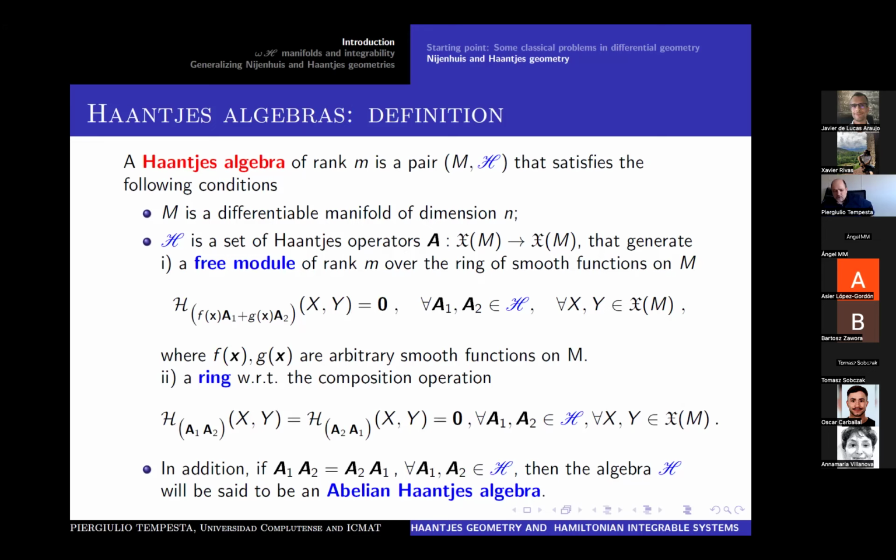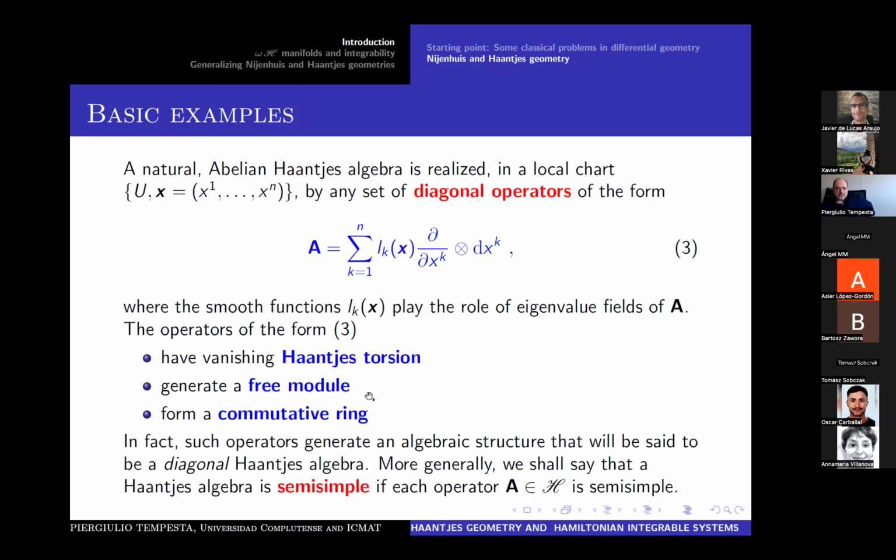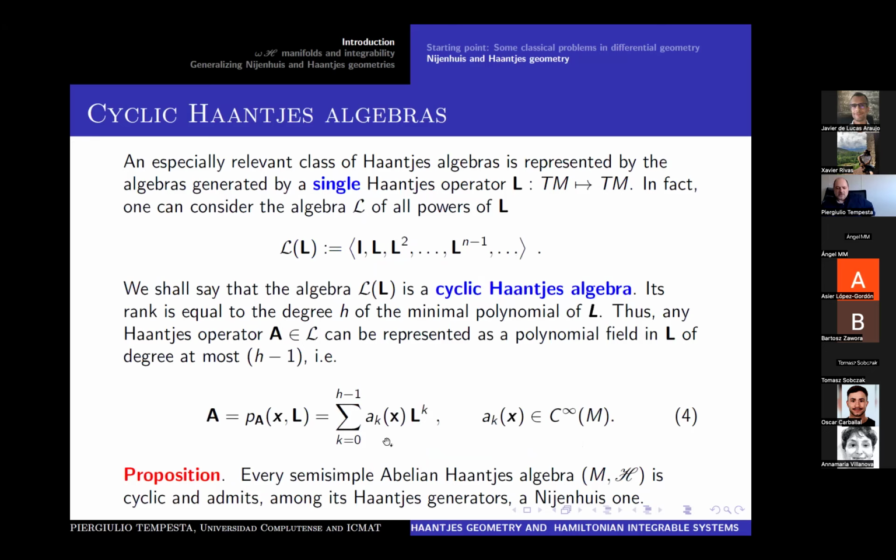So it is an algebra closed with respect to linear combinations and the product of operators. In particular, if you have commutativity, we talk about abelian Haantjes algebras. A very simple example, the most basic one, is given by diagonal operators. If you have a set of diagonal operators, they have vanishing torsion automatically. So every diagonal operator is a Haantjes operator, and satisfies all the properties of a Haantjes algebra, even commutativity. But a particularly relevant and special case is given by algebras defined by a single Haantjes operator with its powers.